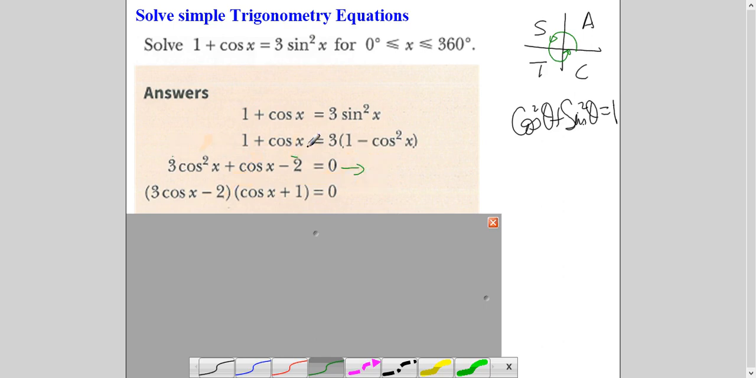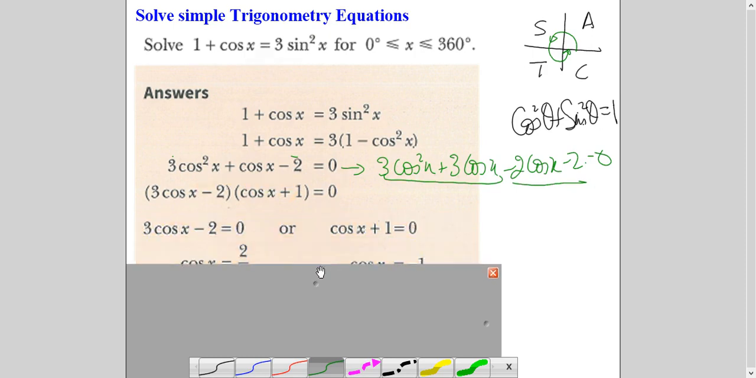So 2 3s are 6. In case if you don't know, I'm just telling you extra. So it is 6, 3 cos x minus 2 cos x minus 2 equals to 0. After that, we are factorizing this one, and we get this. Now, when the product equals to 0, we put each factor equals to 0. These are all basic things which are prerequisite. So you put 3 cos x minus 2 equals to 0 and cos x plus 1 equals to 0.